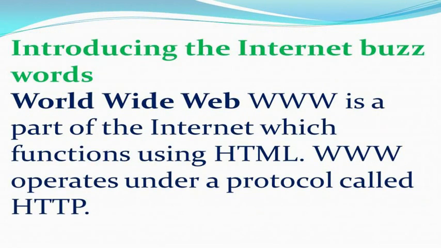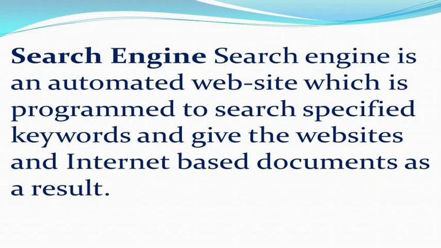Introduction to the Internet key words. The World Wide Web is a part of the Internet which functions using HTML. WWW operates under a protocol called HTTP. Search engine. A search engine is an automated website which is programmed to search specific keywords and gives websites and Internet-based documents as a result.